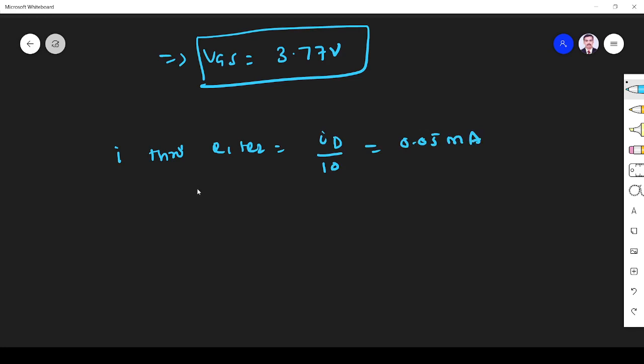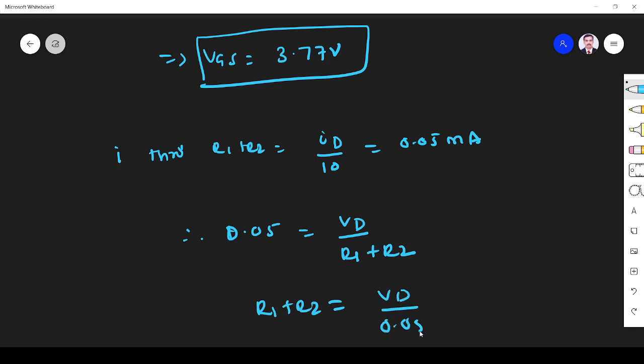Therefore, what is the current through R1 and R2? The current through R1 and R2 is 0.05 milliampere, which you can equate to VD by (R1 plus R2). I is nothing but V by R. So R1 plus R2 is equal to VD divided by 0.05, that is equal to 400 kilo ohm.